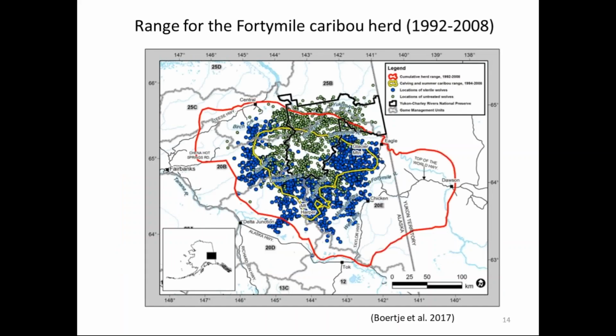Now, a little bit of info for those who are not familiar with the Fortymile Caribou Herd, and this is from a recent paper by Borchi and others. Most of the range of the Fortymile Caribou Herd, shown by this red line here, is within Alaska, but particularly as the population has recently increased, there are individuals that are starting to be observed in the Yukon as well.